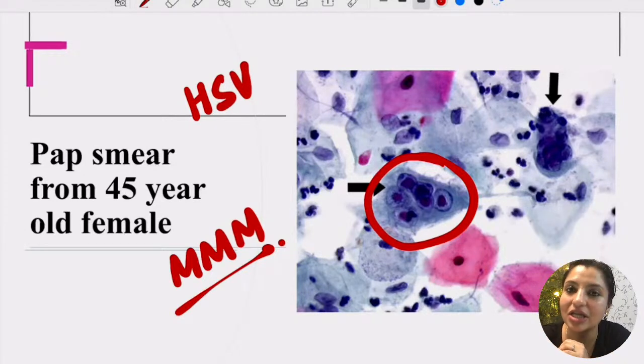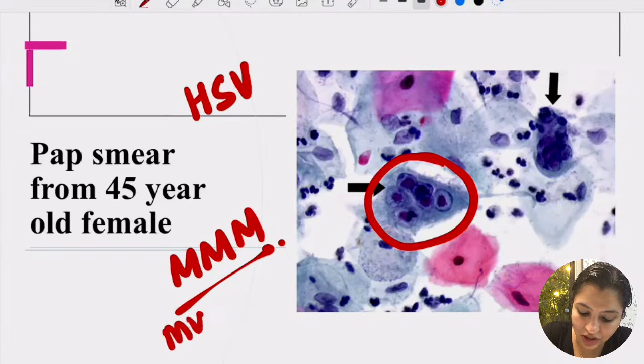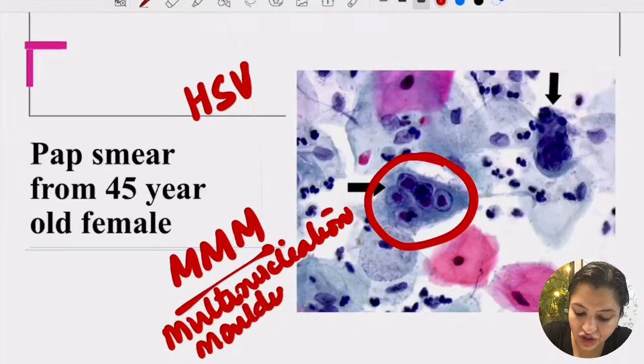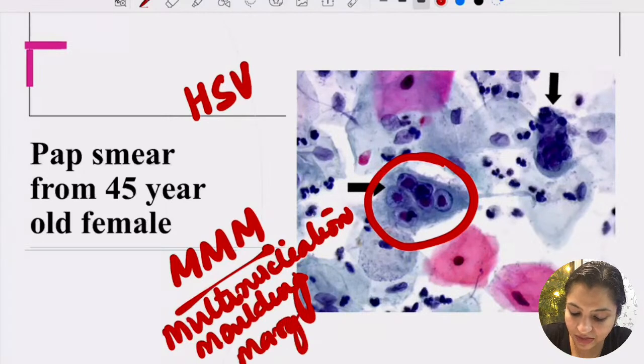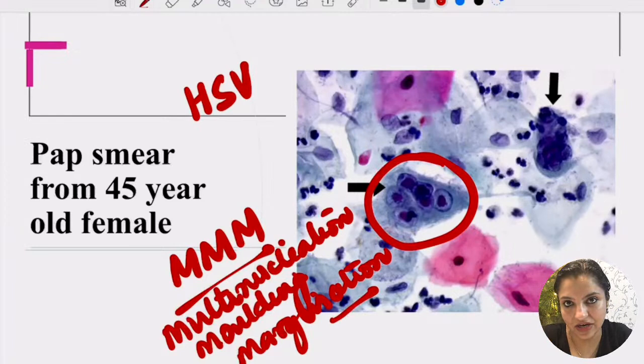And what is margination? The chromatin has moved to the periphery, so the nucleus has become clearer. So remember the 3 M's here. It has multinucleation; it has molding, that is, nuclei bulge into one another so the boundaries are not well defined; and margination, the name itself says margin. The chromatin has moved to the periphery and the cell appears a little clearer, and the inclusions become visible nicely. So these are the 3 M's of HSV.